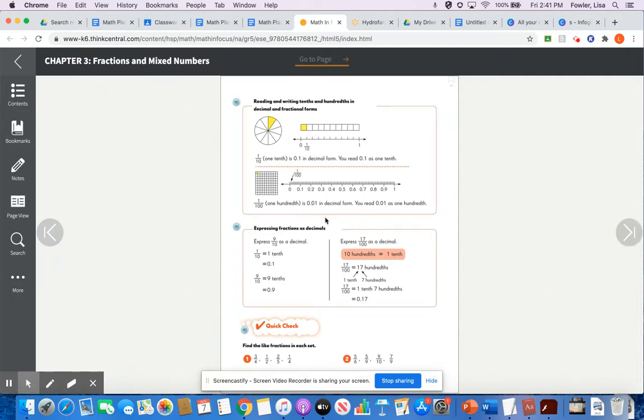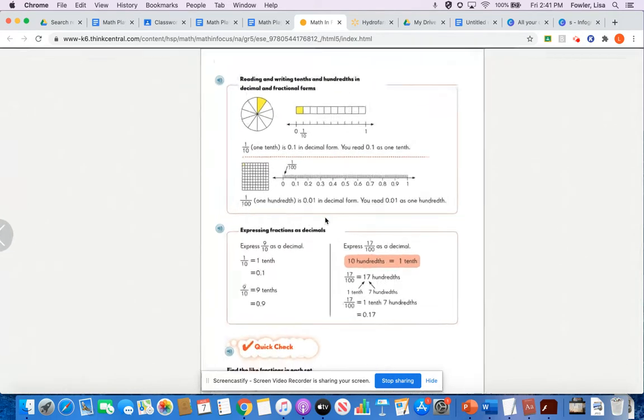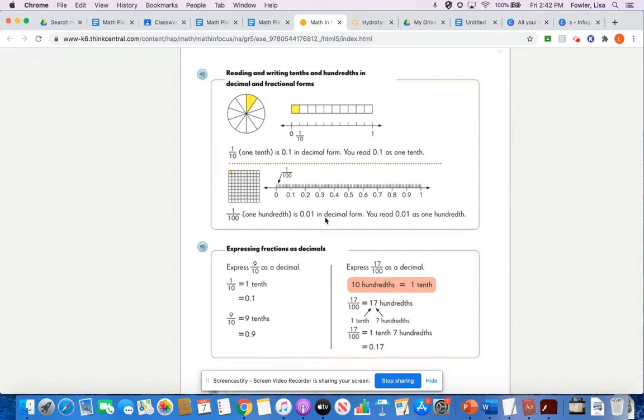You guys do have a lot of prior knowledge about fractions. Two more things we're going to review. So reading and writing tenths and hundredths in decimal and fractional forms, you can switch back and forth pretty easily between decimals and fractions when you have tenths and hundredths. So 1/10 in decimal form is 0.1. You read 0.1 as 1/10.